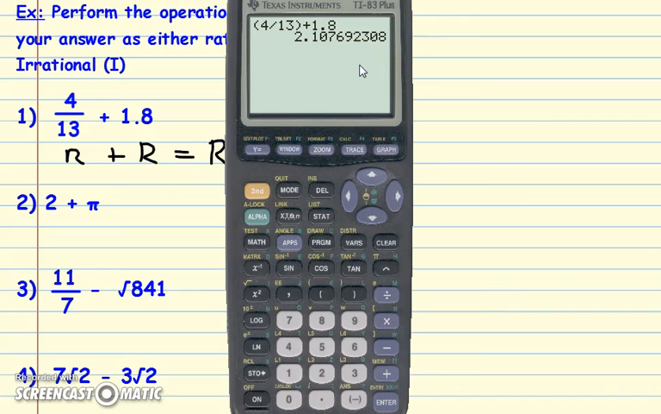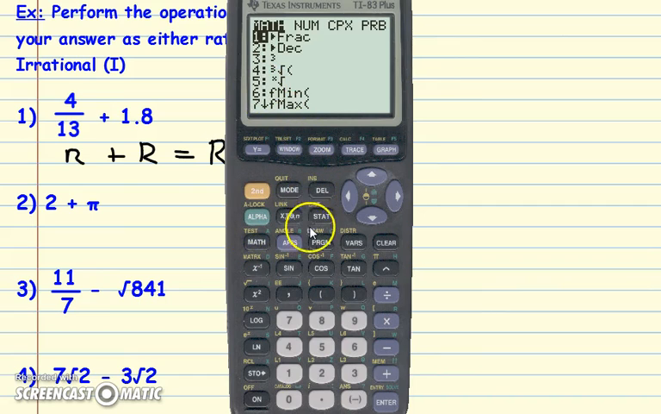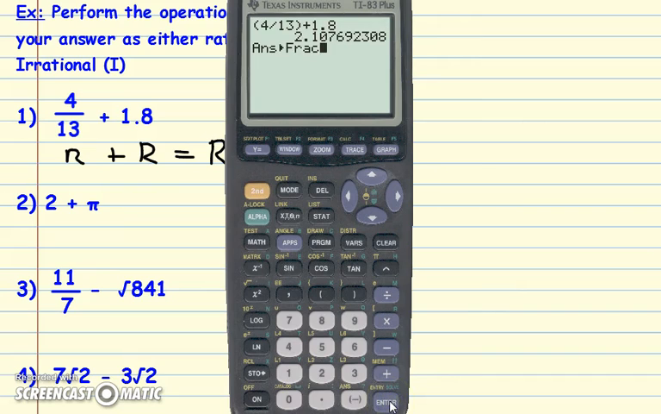Now, this doesn't look rational to me, but let's just double check. I'm going to hit math, hit fraction, go to 1, hit enter. Oh, and this actually turns out to be a fraction. So I've got my rational number here. It doesn't look like a rational number, but I can always check with the calculator.